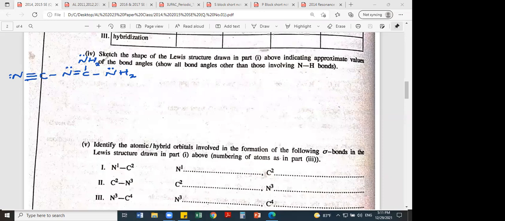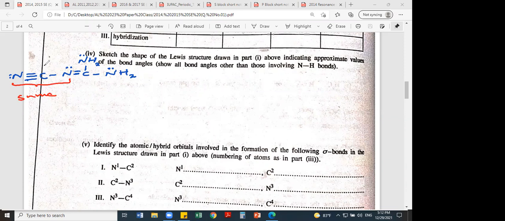Now we have to sketch the shape of the molecule with approximate bond angles, all the bond angles other than the NH bonds. Now you can see around the triple bond is linear, because of sp hybridization. So these three atoms should be in the same line. If you can, mark with a pencil, same line. Have you all done hybridization? Done, right? So this is sp hybridization.